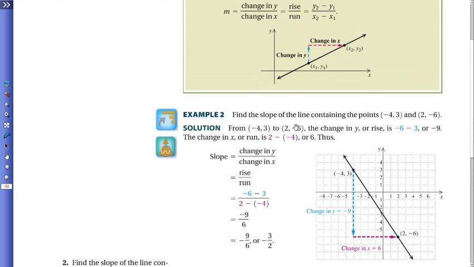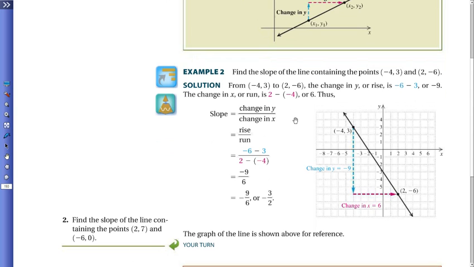So if I have two ordered pairs, I can find out what the slope of the line that goes through those 2 points must be. With this information, we can eventually write an equation for the line that goes through these 2 points. But right now they're just saying, let's look at how I determine what the slope of the line is. What's the rise over run for this line that goes through these two ordered pairs, -4, 3 and 2, -6.